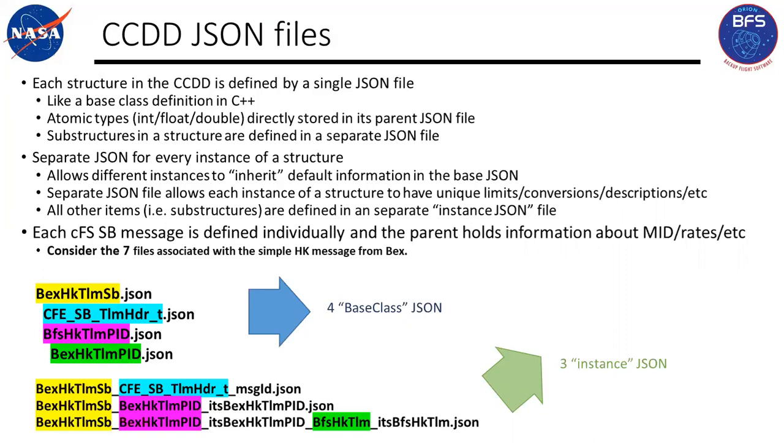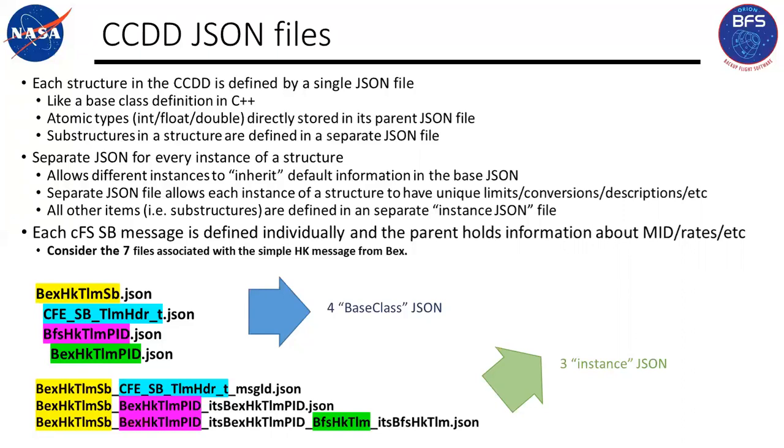If there's a particular structure, like this one in cyan at the bottom, the CFE software bus telemetry header, that's the common CFS version 1 header, 12 bytes with the CFS header and then a 6-byte timestamp. That is used by virtually all of our telemetry apps. We define that structure once, and then every place it's used, it just references it and says, hey, I need a telemetry header here. It doesn't have to go in and define what that structure is. It's a reuse of the base class.